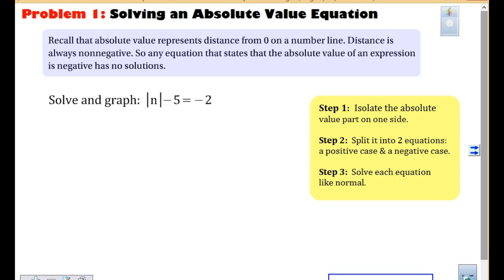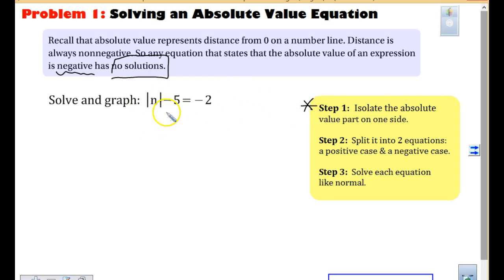It says recall that absolute value represents the distance from 0. Distance is always non-negative. So any equation that states that the absolute value of an expression is negative has no solution. Okay? That's key. Absolute value of a negative. I'll have students miss this all the time in their homework. If it comes out negative, it's no solution. So all of a sudden people will look at this one and go, oh, can I write no solution right away? No. Because you have to get the absolute value by itself first. You must isolate the absolute value first.